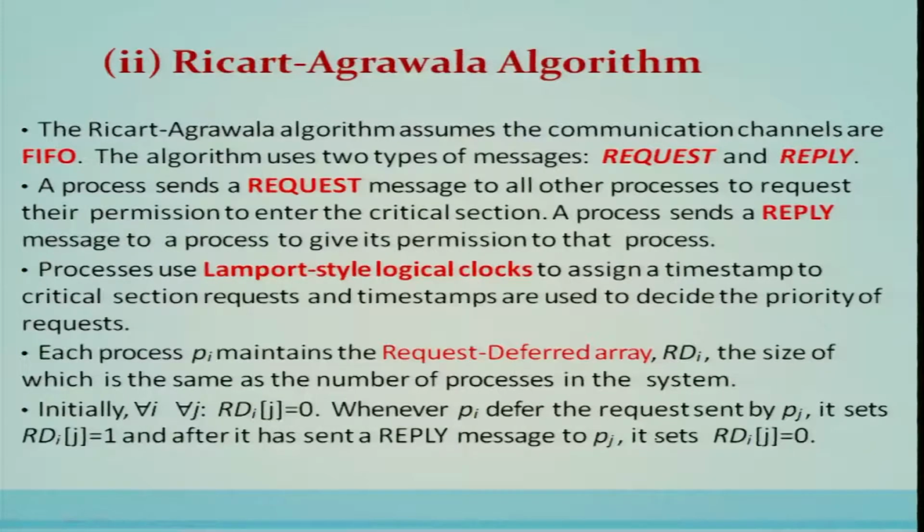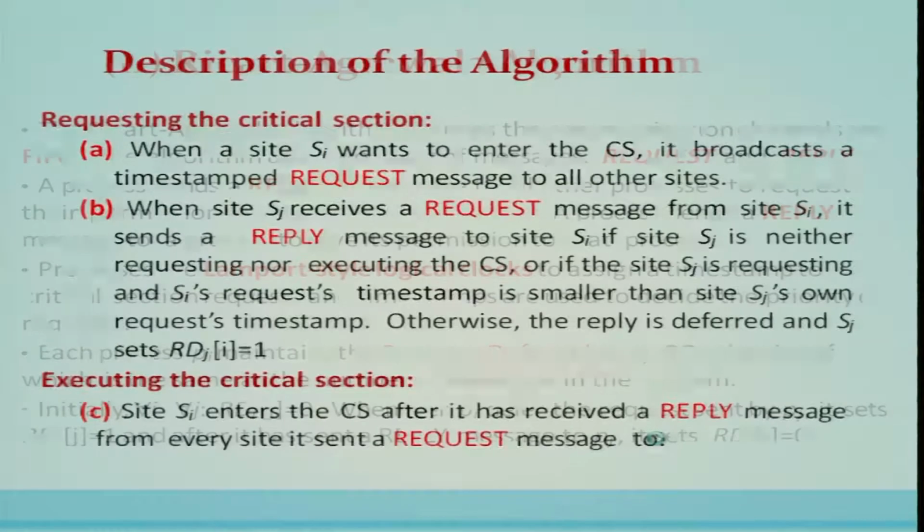Each process Pi maintains a data structure called the request deferred array RDi, the size of which is the same as the number of processes or sites in the system. Initially, RDi[j] is initialized to 0 for all i and j. Whenever Pi defers the request by Pj, it sets RDi[j] equal to 1, and after it has sent a reply back to Pj, it resets RDi[j] to 0.